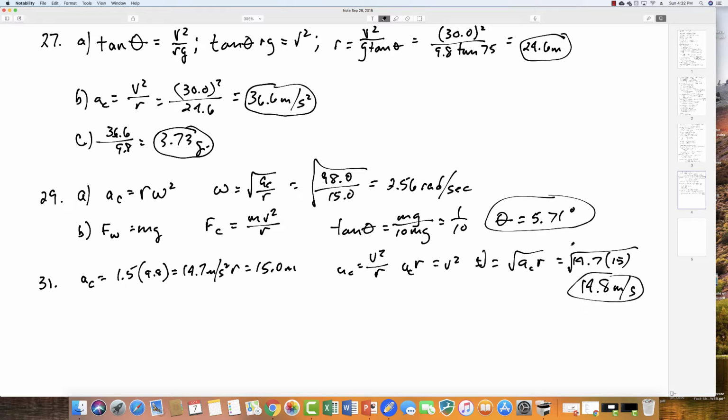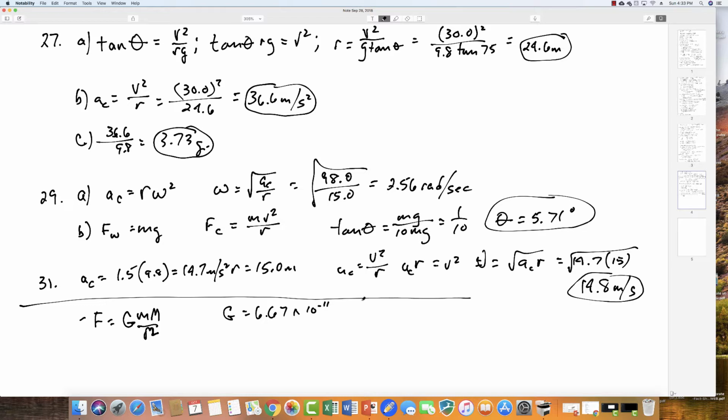Now we're going to move into a new section called Newton's Universal Laws of Gravitation. The key formula is that F, the gravitational force, is equal to G, Newton's constant, times the mass of the first object times the mass of the second object, over R squared. And G here equals 6.67 times 10 to the minus 11.